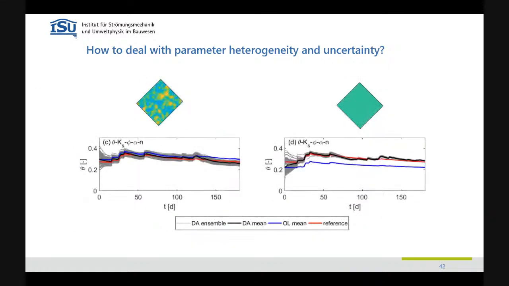Okay, and the last slide. So what we wanted really to do is predict the total behavior. So here is just as an example, the average water content in the whole model.